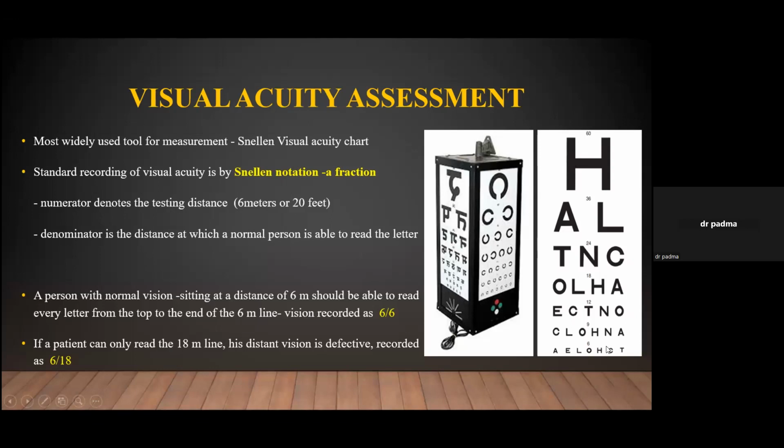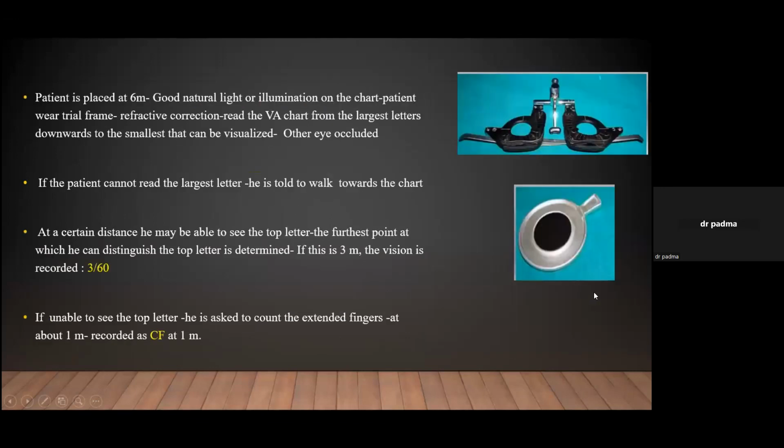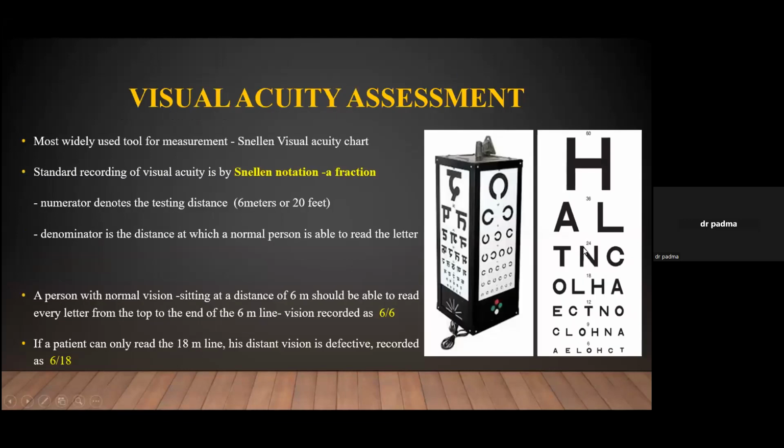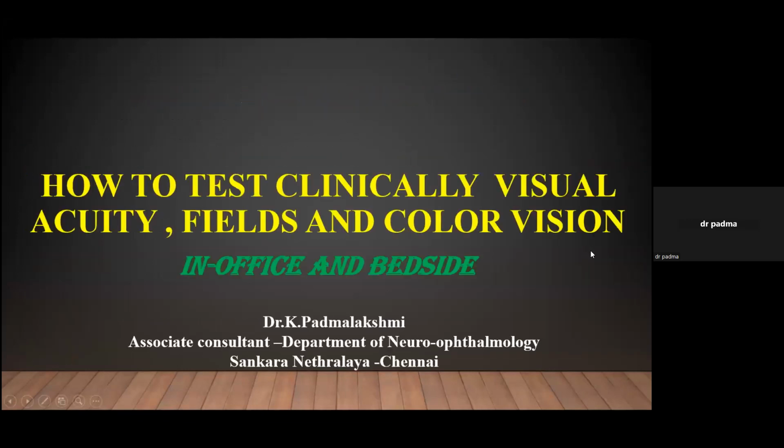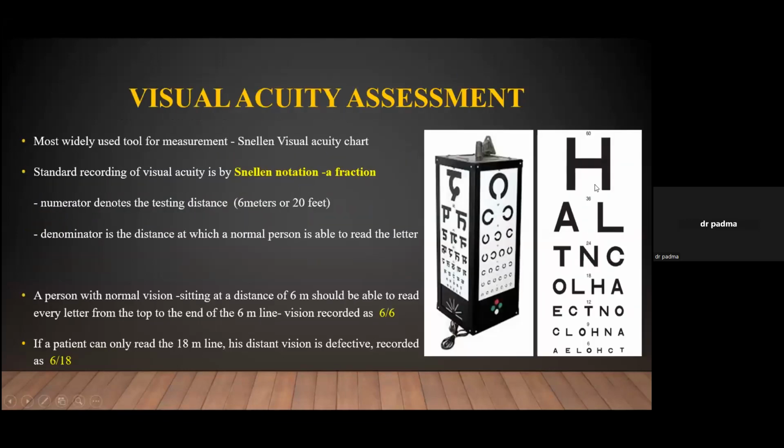If the patient can read only up to this line, then his distant vision is defective and recorded as 6 by 18. So how to test? The patient is placed at a distance of 6 meters from the chart. This is the trial frame with the refractive correction, and the other eye is occluded. This is the occluder. The patient starts reading the visual acuity chart from the largest letter down to the smallest that can be visualized.